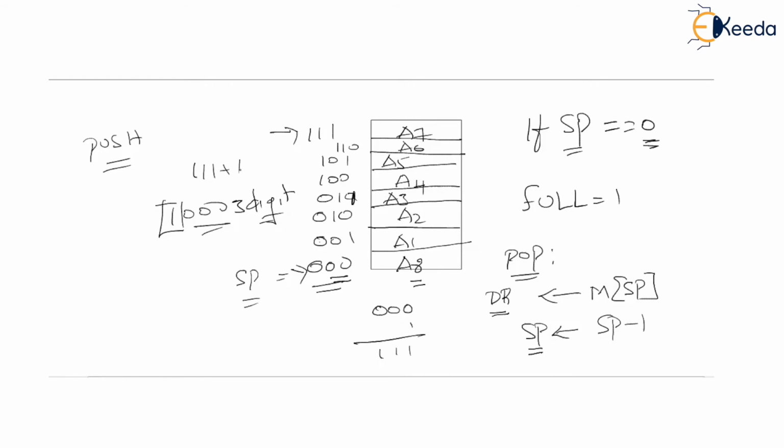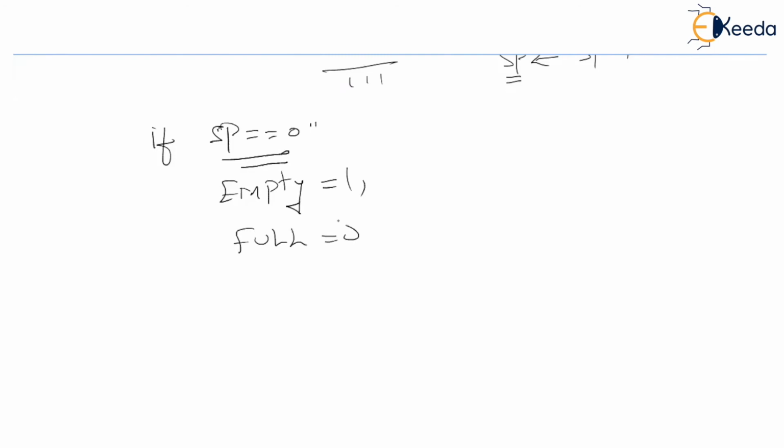Now we are going to check if SP is equal to 0. After performing a pop operation, we check if SP equals 0. If SP equals 0 after a pop operation, that means the stack is empty. We are going to set the empty flag to 1 and the full flag to 0.